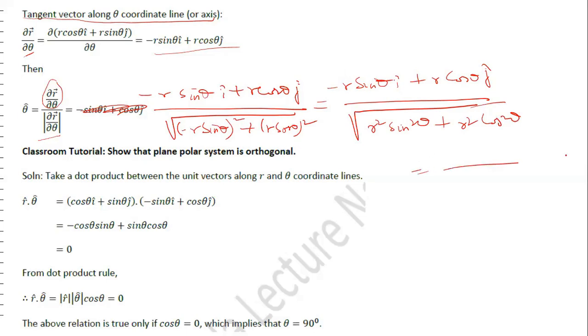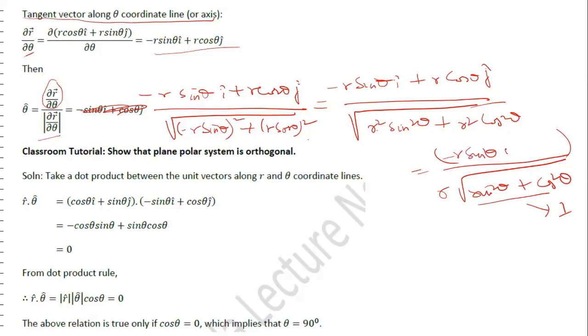This is r square sine square theta plus r square cos square theta. So in the denominator you can take r as a common factor, and this is sine square theta plus cos square theta. Sine square theta plus cos square theta is 1, right? So this is minus r sine theta i plus r cos theta j, and r and r will cancel out. Then what you are going to get is minus sine theta i plus cos theta j. Okay, this is what we are going to get as the unit vector along the theta coordinate.